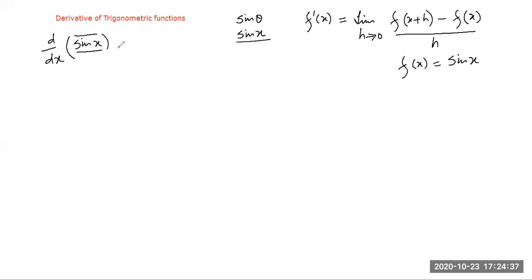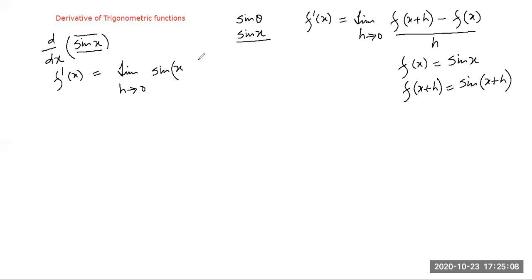So students, see that f'(x) would be equal to limit h approaches 0 of sine of what? f(x) is equal to sin x. So f(x plus h) will be equal to sin(x plus h). So this will be sin(x plus h) minus sin x, divided by h.